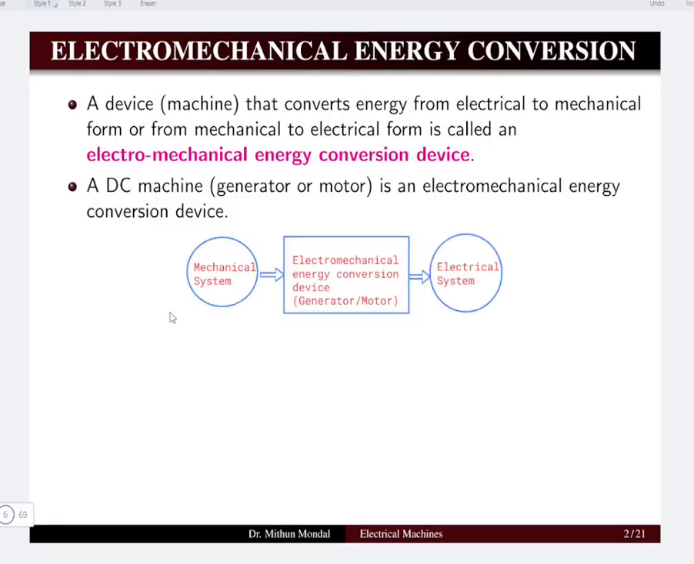So if we have the mechanical system which is converted to the electrical system through the electromechanical energy conversion device, then that system can be a generator or a motor depending upon the flow of energy from one form to another. If the energy is converted from mechanical to electrical, then it is a generator. If it is converted from electrical to mechanical, then it is a motor.